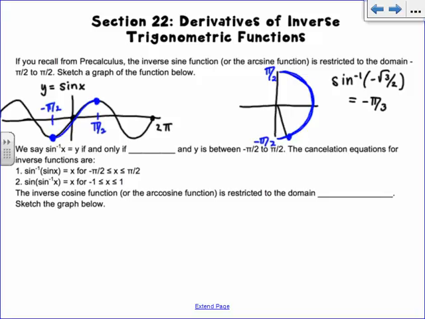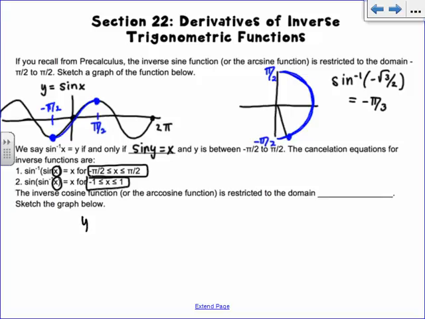So we say inverse sine of x equals y if and only if sine of y is equal to x, and y, which is the angle, is between negative pi over 2 and pi over 2. The cancellation equations for inverse functions are as follows. So you can have inverse sine of sine of x equals x, and you can have sine of inverse sine of x equals x. But the inside one, this is an angle. Your angle has to be between negative pi over 2 and pi over 2. And now the inside one, if you're doing inverse sine of something, that's your y value on the unit circle. So the y value has to be between negative 1 and 1 in order to cancel.